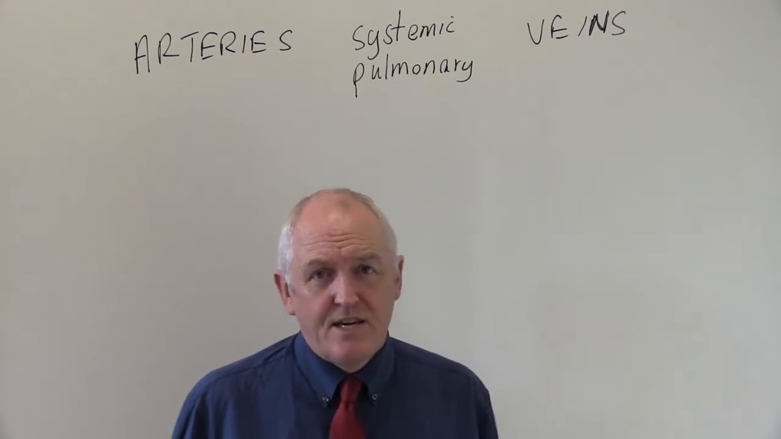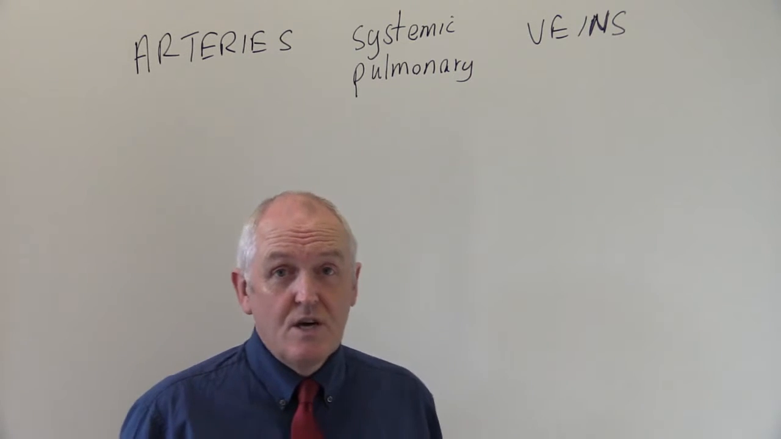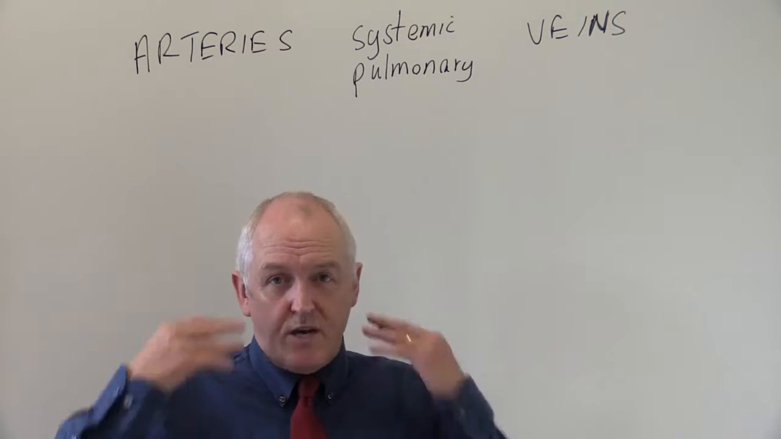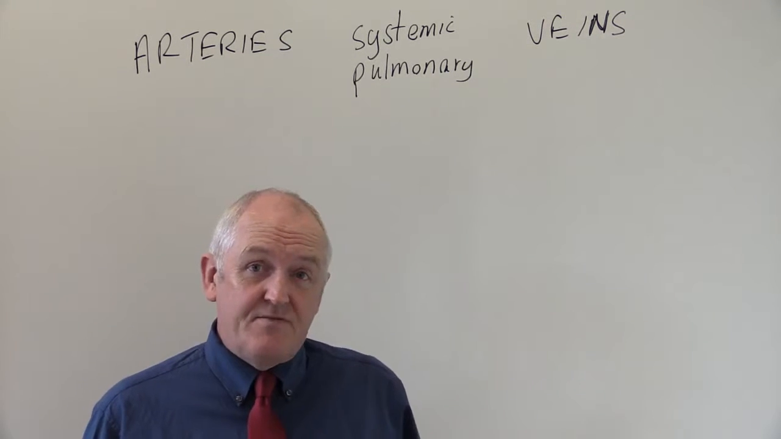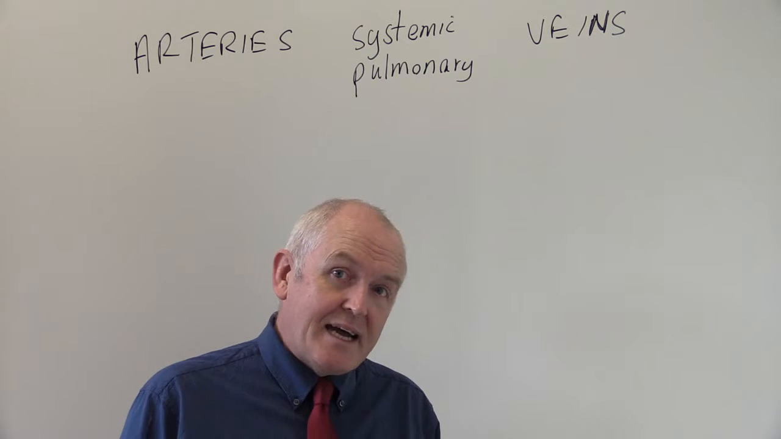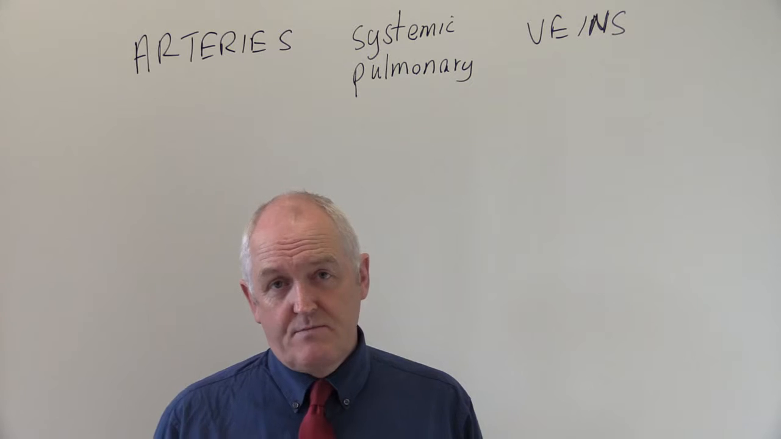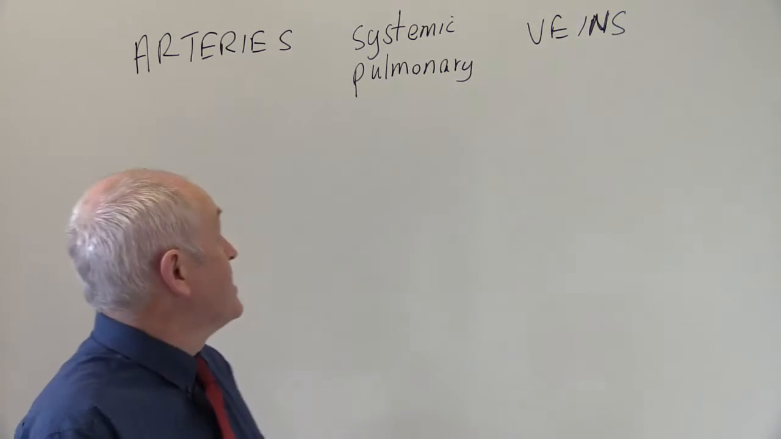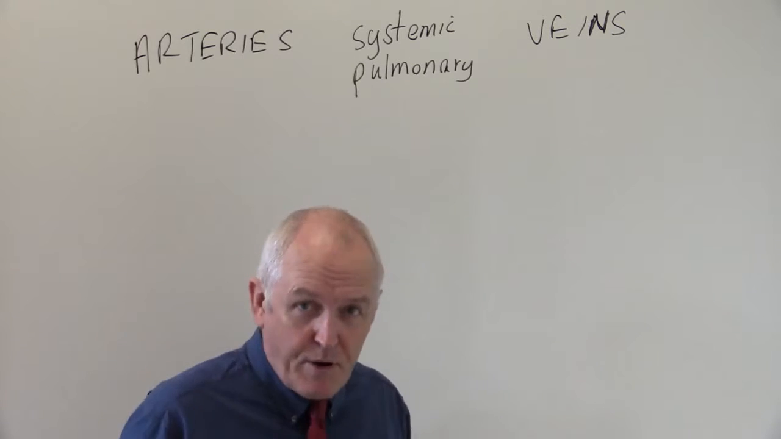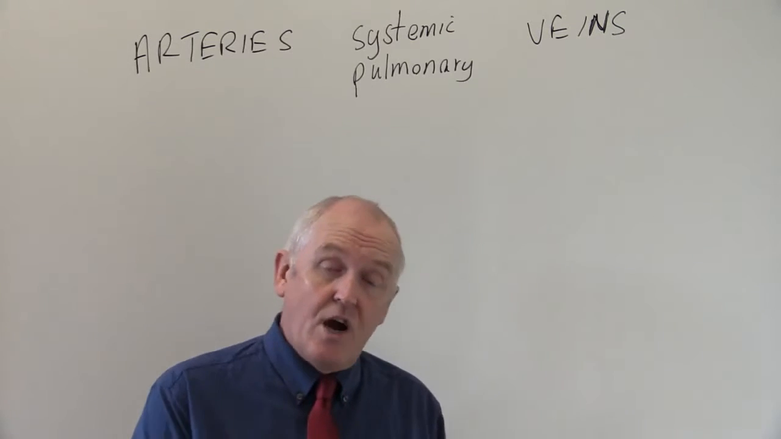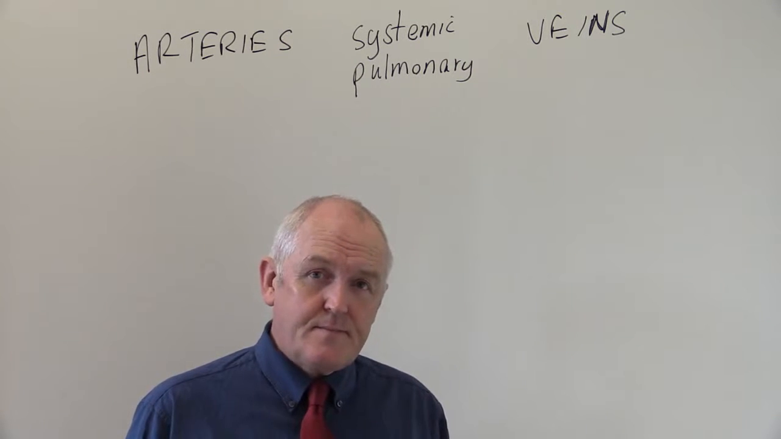Now, the systemic circulation is taking blood from the aorta, pumped out by the left ventricle, to all the systems of the body. So it goes to the brain and the spinal cord and the kidneys and the liver and the hands and the feet. It basically goes everywhere except the lungs. So the systemic circulation is perfusing all the systems of the body. But the pulmonary circulation, from the right ventricle, the blood is leaving the pulmonary artery and is going to the lungs only to be oxygenated.